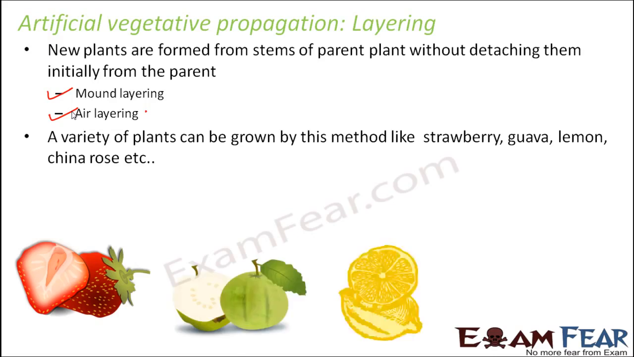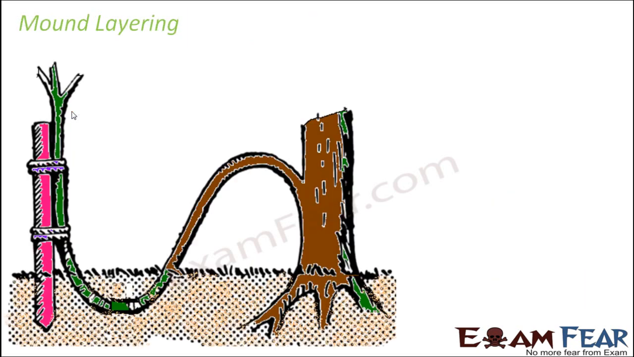Let us look at the first method, that is mound layering. How do we do it? In mound layering, we pull a branch towards the ground. If you see here, this was the main plant, right? A branch of the main plant is pulled towards the ground, and then a part of it is covered with moist soil. If you see, this is the soil, this portion, right? Some portion of it from here till here is being covered with moist soil.